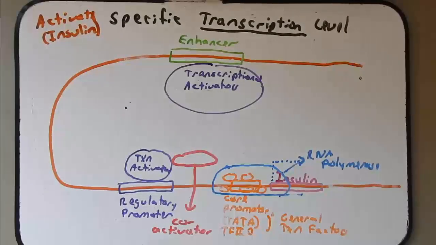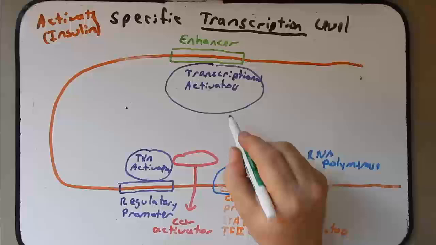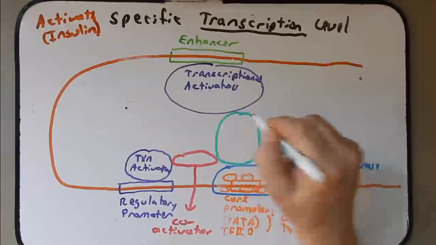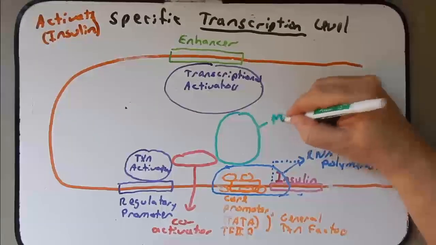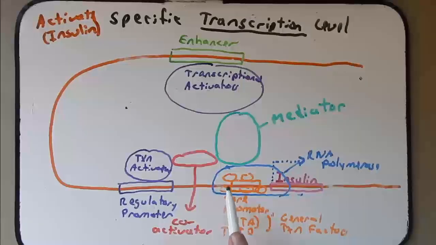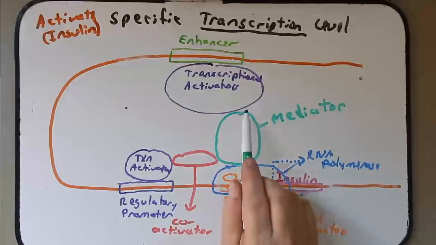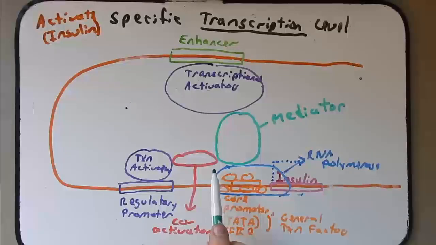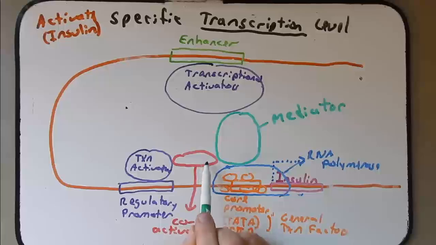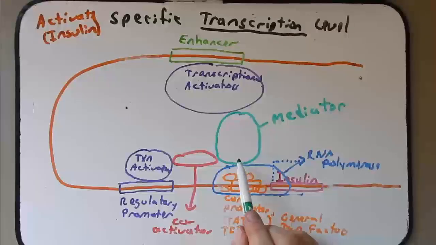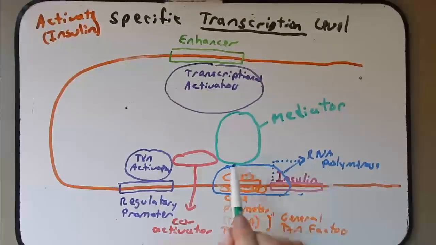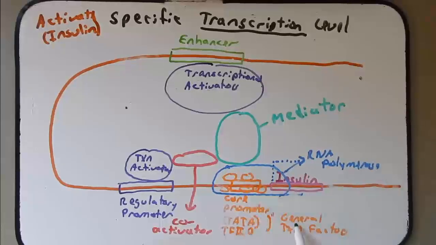Now, usually this transcriptional activator doesn't directly bind to RNA polymerase. Usually what happens is another protein, because why not? We just keep throwing proteins at this. And this other protein is called a mediator. Often this mediator protein will help stabilize the interactions between these transcriptional activators at the regulatory promoters and the co-activator, helping stabilize all those proteins in combination with the RNA polymerase and the general transcription factors, so that this is a very stable complex.